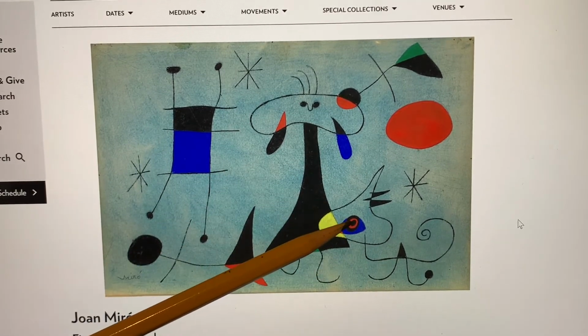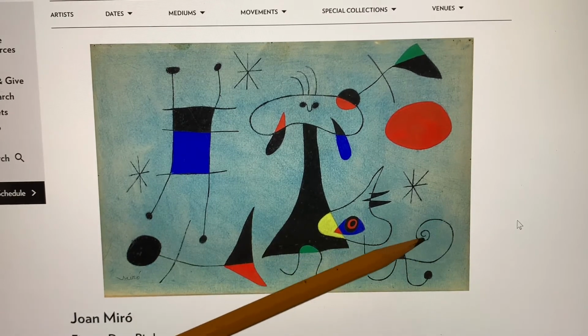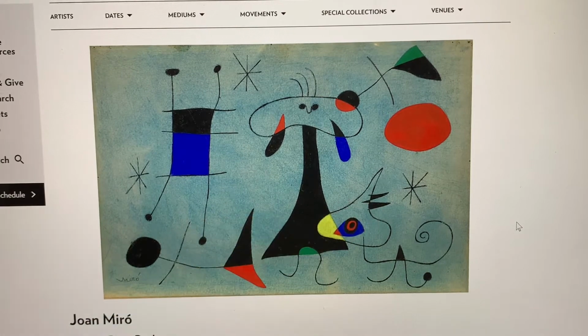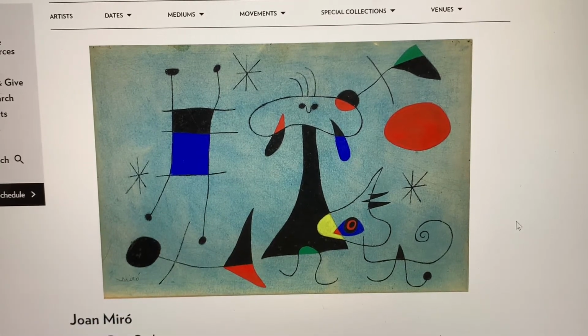I agree. I think it's this one down here. Looks like a dog with a tail, doesn't it? And two little pointy ears. Now, what about a bird?